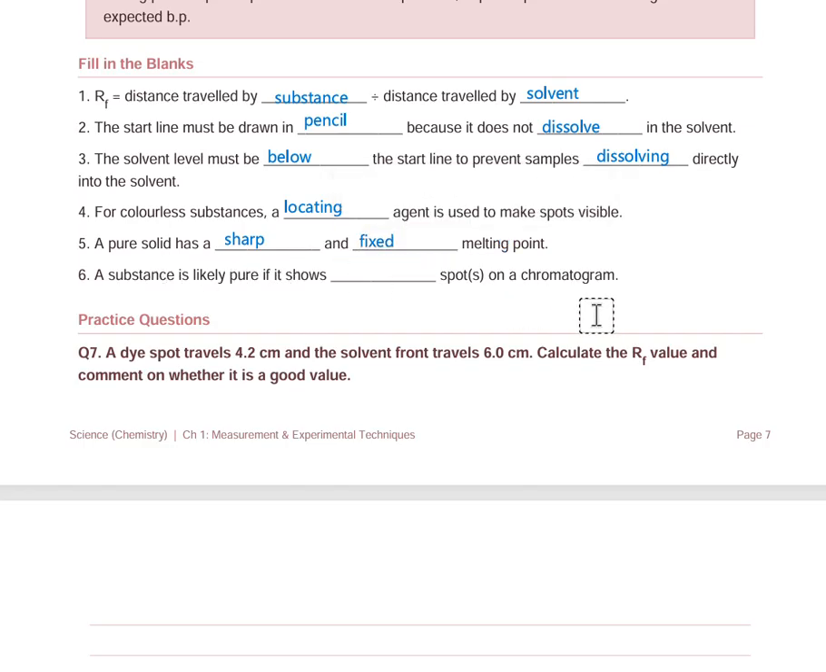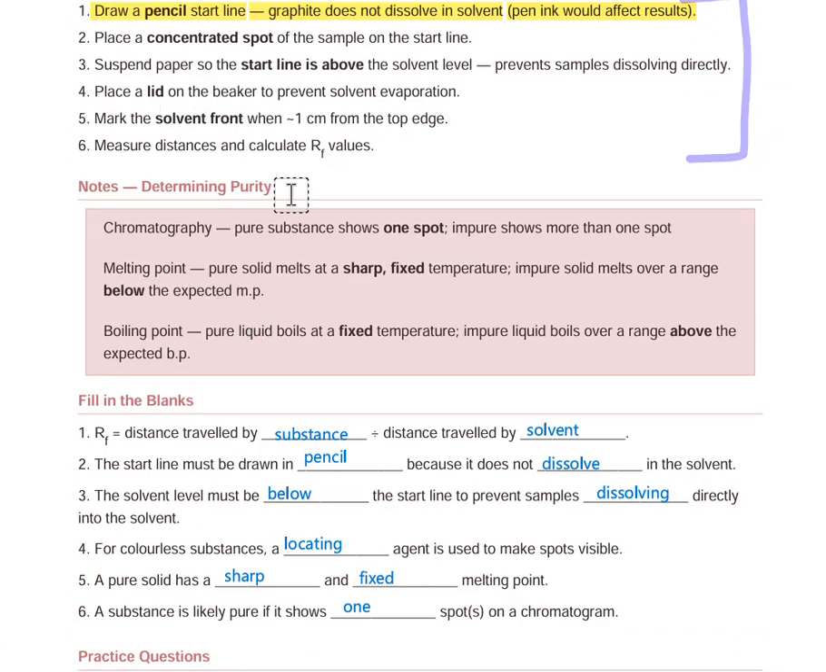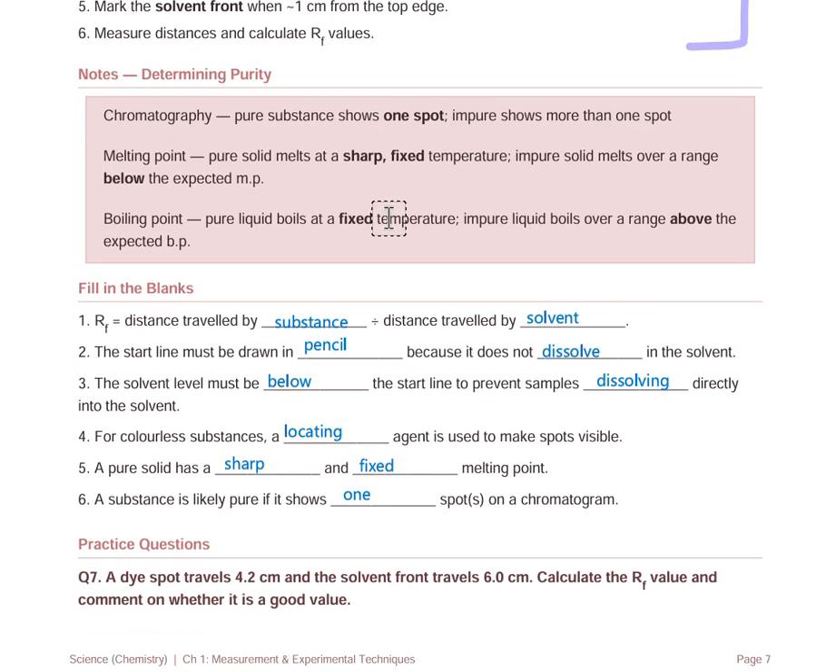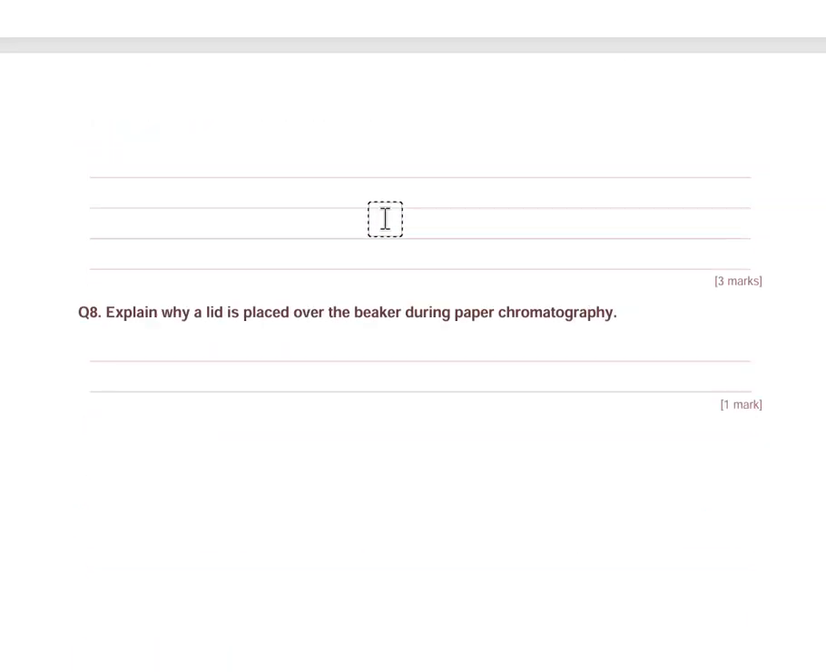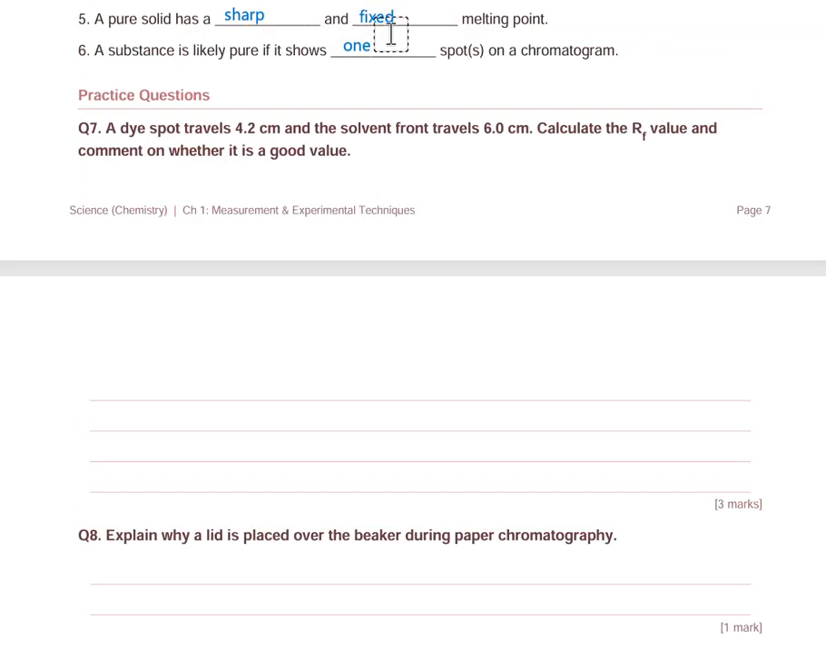A substance is likely pure if it shows only one spot. If it's impure, it will show more than one spot. So that's how you test. If the teacher asks in MCQ questions why it is one spot, just tell them this: if it's one spot, it's pure, but if there are 2, 3, 4, then it's probably impure. Okay, let's continue.